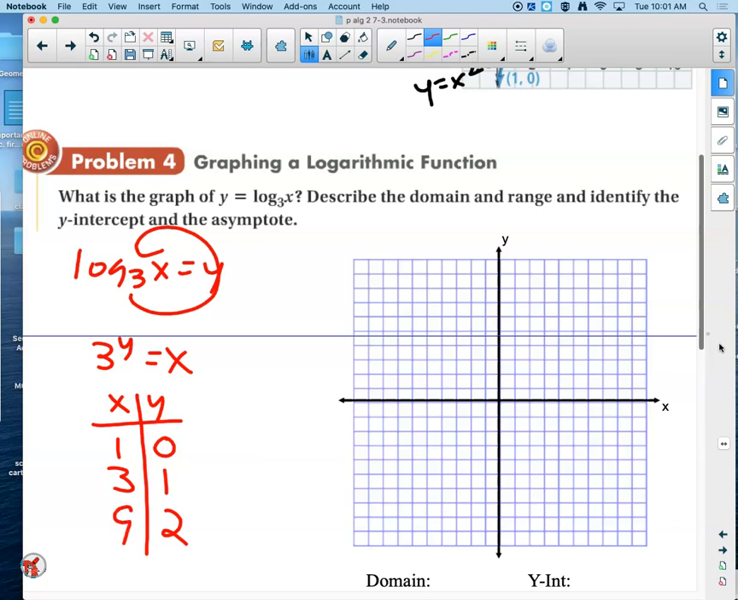But we don't graph it backwards. That happens sometimes. People get the whole backwards thinking going. We don't graph it backwards. We graph it as (1, 0), (3, 1), (9, 2). And then I remember with exponential growth it was the x-axis we never crossed. With logarithms, which are their inverses, it's the y-axis we're never going to cross. So it's going to do this.